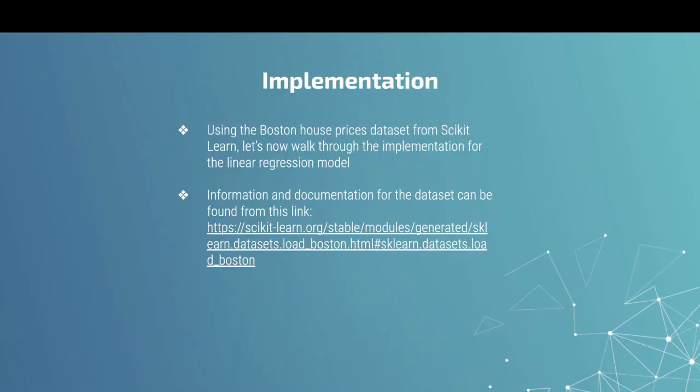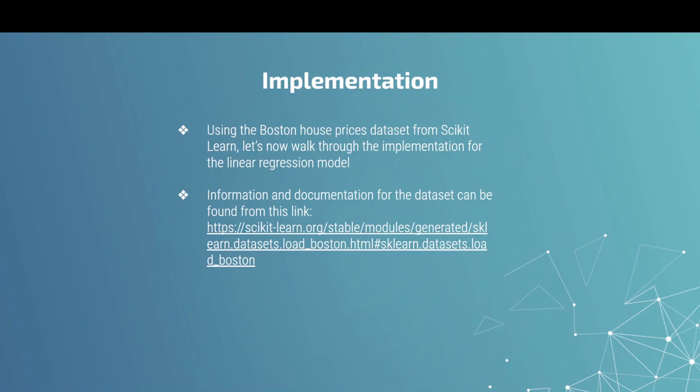In this video we're going to cover the Python implementation for the linear regression model. We'll do this by working with the real Boston house prices dataset provided by the scikit-learn library. Based off of the features in this dataset, we're going to create a linear regression model that can predict house prices in the Boston area.